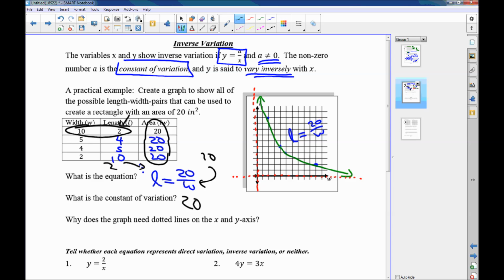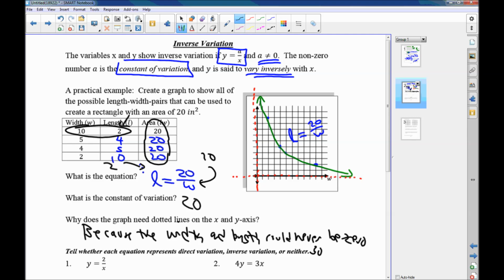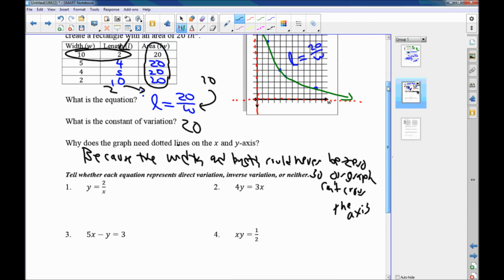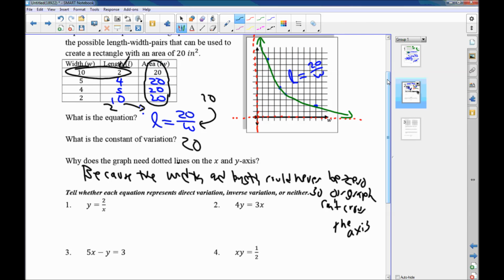Okay. All right. Why does the graph need dotted lines on the x and y axis? And one more time, this is because the width and length can never be 0. So our graph can't cross the axis. Okay? So if the width and length can't be 0, then the green graph up here can't cross over those 2 red dotted lines. All right?